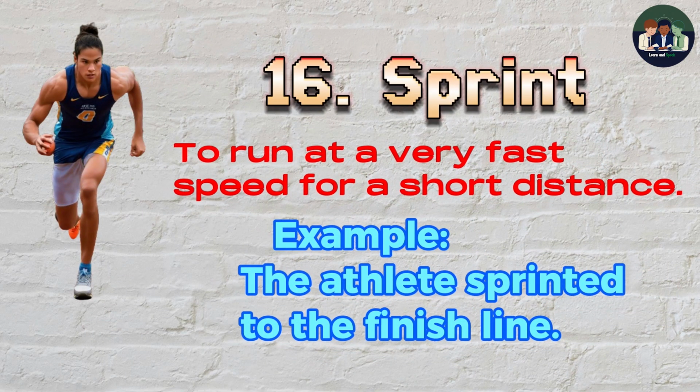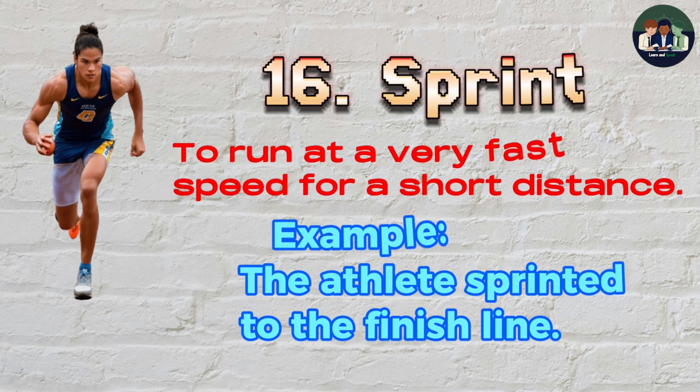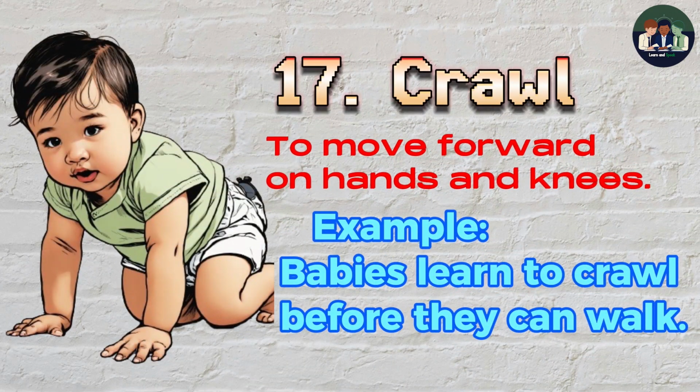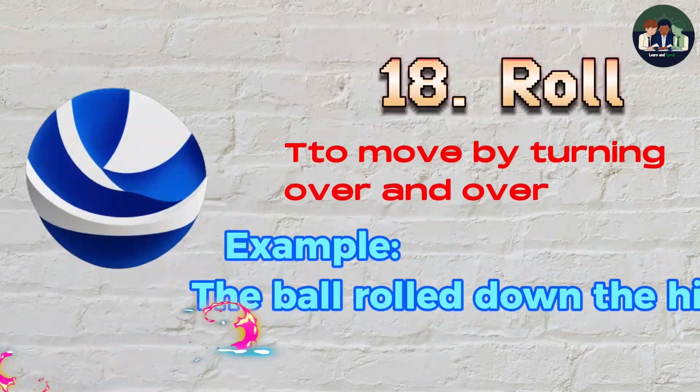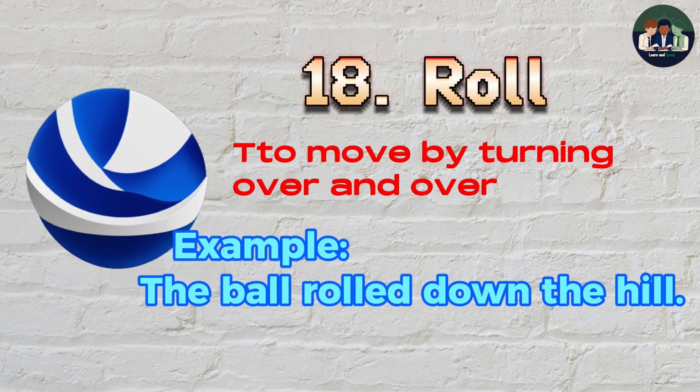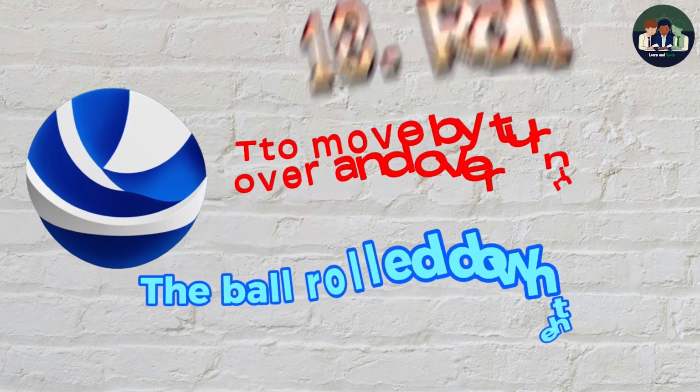16. Sprint: to run at a very fast speed for a short distance. Example: The athlete sprinted to the finish line. 17. Crawl: to move forward on hands and knees. Example: Babies learn to crawl before they can walk. 18. Roll: to move by turning over and over. Example: The ball rolled down the hill.